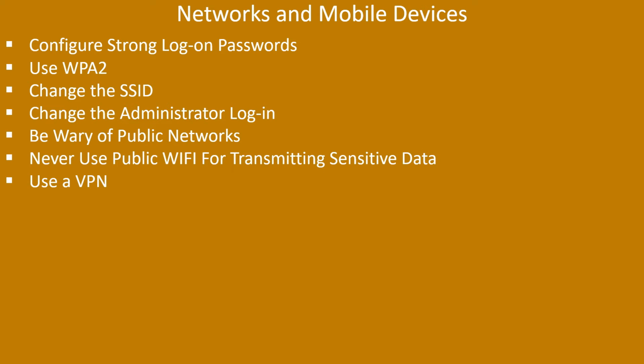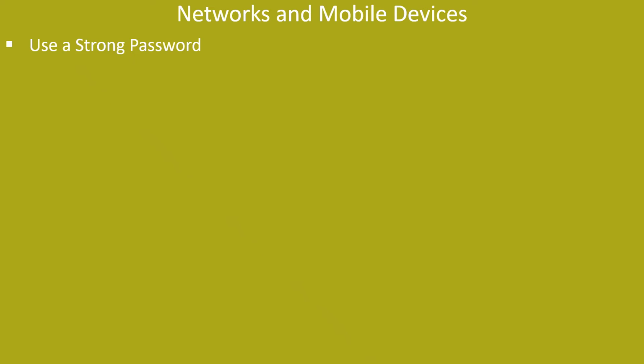Always use a VPN when using an unsecured Wi-Fi network, as this encrypts your data and prevents anyone who intercepts it from reading it. Mobile devices need to be secured as well. Some best practices for mobile device security include: use a strong password for the mobile device. Because mobile devices can be easily lost or stolen, they should have a very strong password to log on to them.